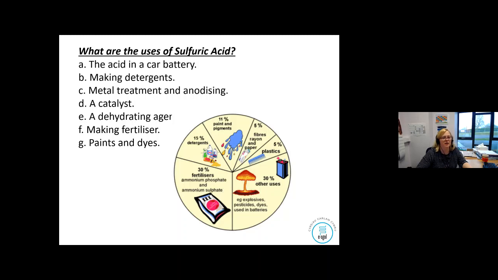It's a dehydrating agent. Apologies, I've forgotten to move the picture over, but it should say dehydrating agent. I'll correct it before it goes on the site. Okay, so learn a few. So have a few standard uses of sulfuric acid.